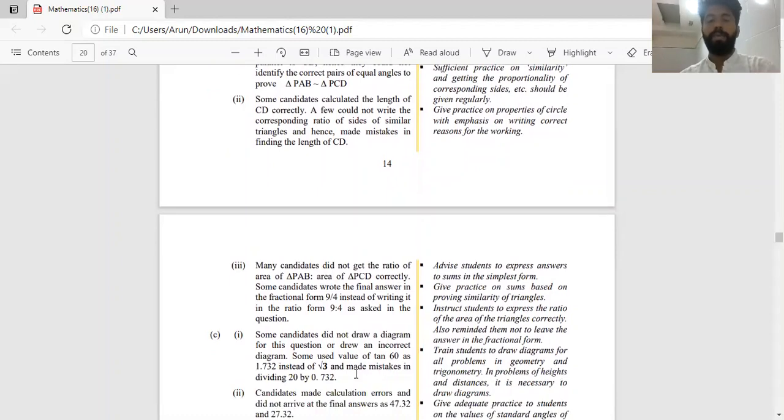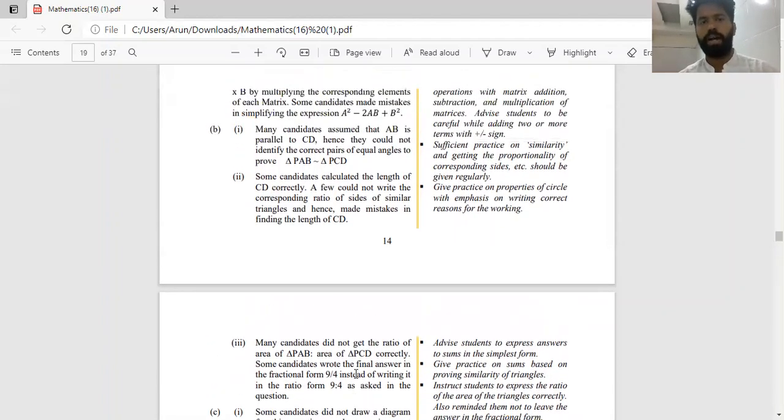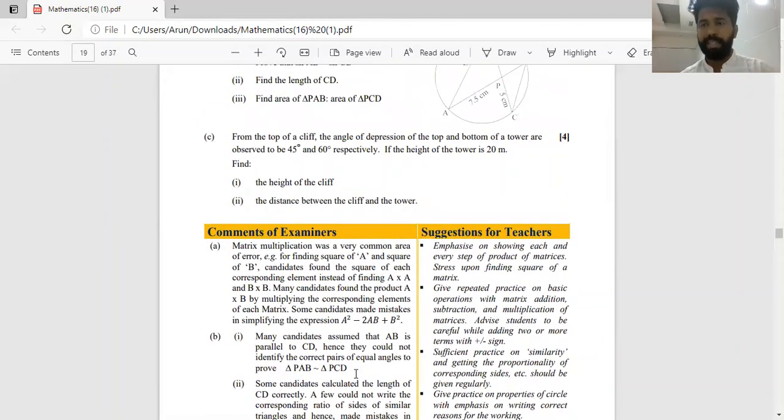And you also need to practice sums which involve the ratio of areas of similar triangles, which is equal to the squares of the ratio of corresponding sides. So all these were the common mistakes that many students made. You have to guard against them using these particular tips. Next question is from heights and distances.